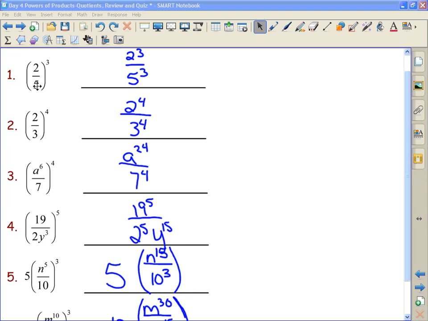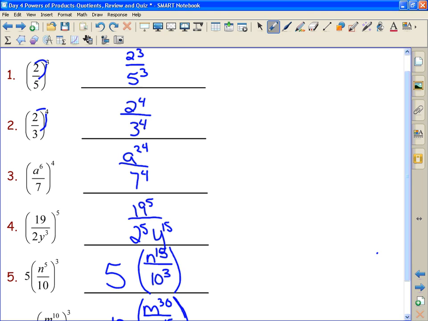So here are the answers to those practice problems. Number 1 and number 2 are pretty straightforward, kind of like the ones that we started with earlier, where we just need to put that exponent on everything in the top and everything in the bottom. So we get 2 to the third over 5 to the third. Okay, number 2, again, same idea. Give that exponent to everything on the top, everything on the bottom. So we get 2 to the fourth over 3 to the fourth.